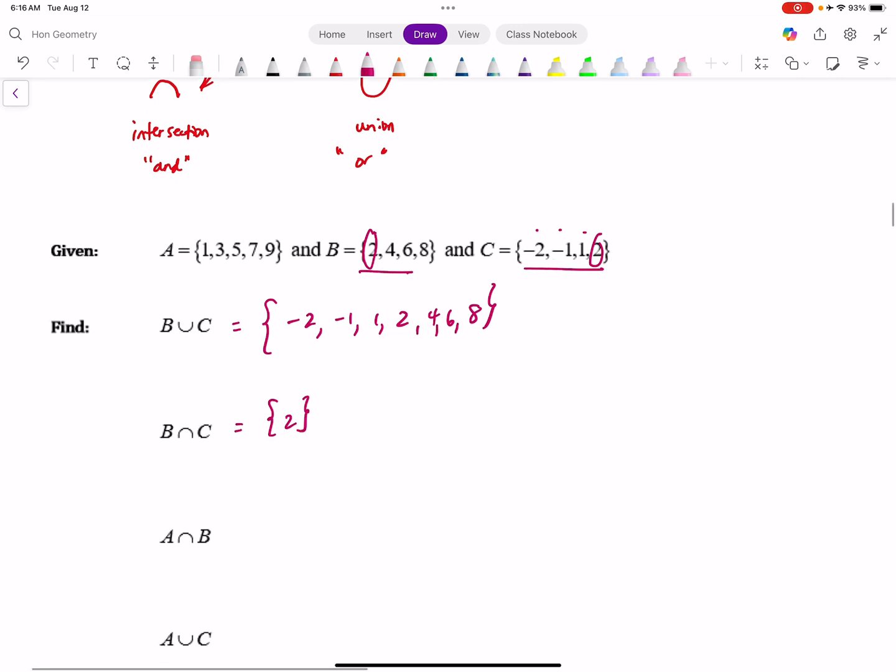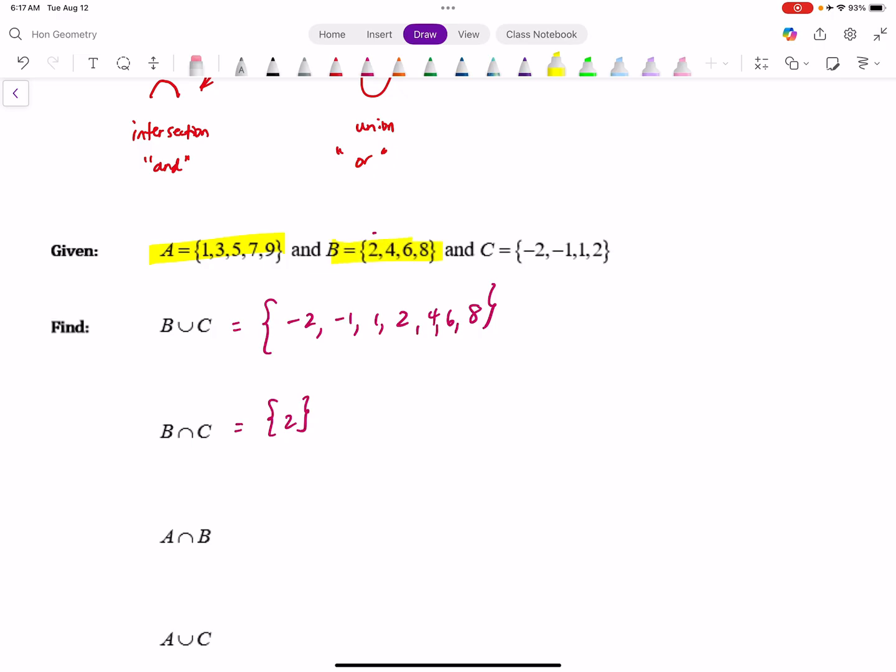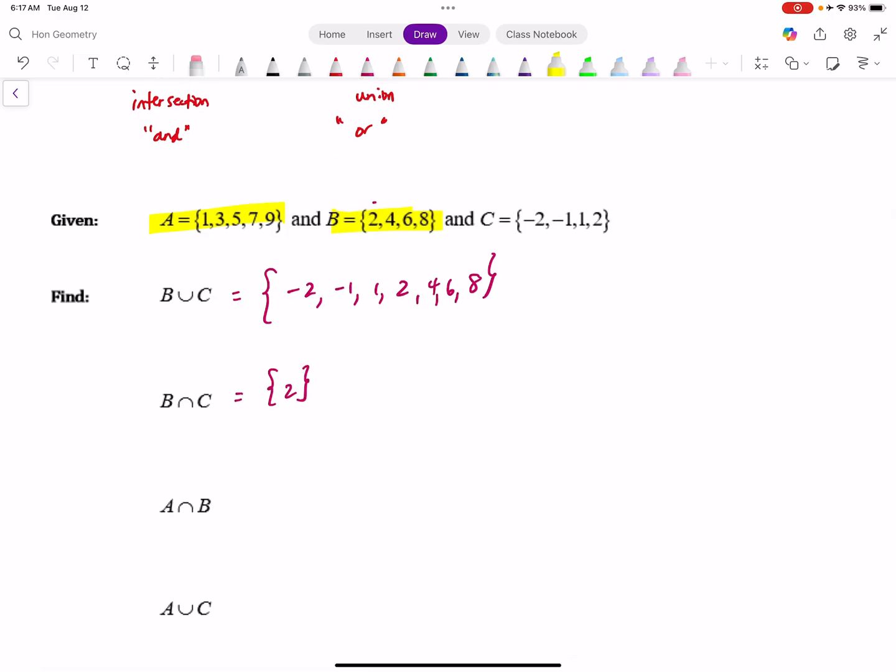Okay? All right, so now let's look at A and B. So we're looking at this one and this one. We want the intersection. This one's got odds, this one's got evens. They don't have anything in common. So we would say that the intersection of that is the empty set. Some people call it the null set. Some people actually draw a set and leave it empty. That's another way of doing that.